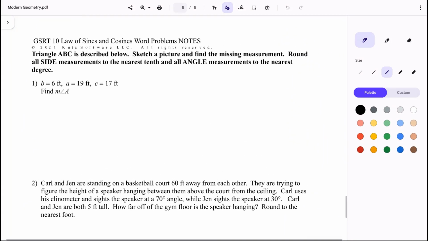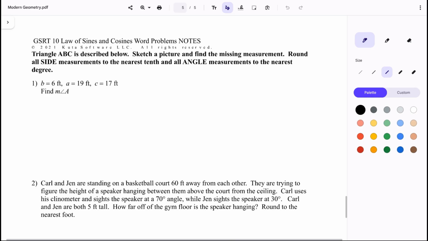Okay, so this should be the last page of your packet here, and we don't have too much to do, and honestly it's nothing new. I'm not adding anything new. I'm not teaching you another law today. We're still just using law of sines, law of cosines, but we're combining them together in order to solve triangles.